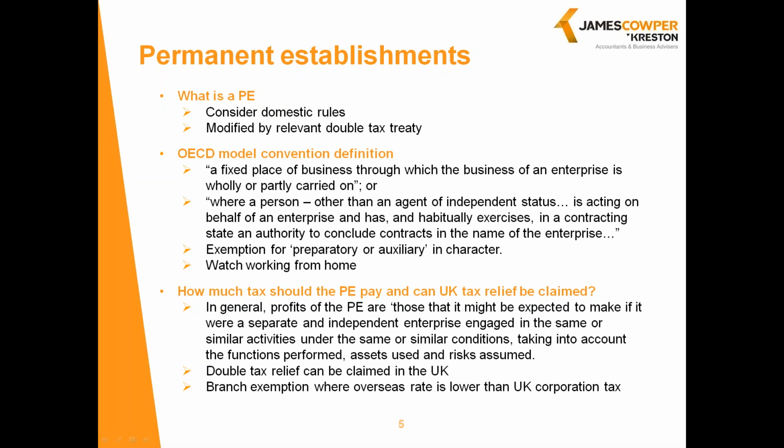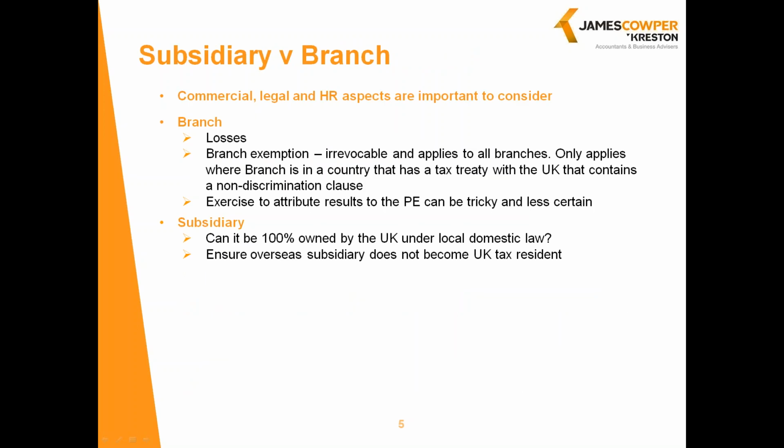Alternatively, it is possible to make an election to exempt the PE from UK corporation tax. This branch exemption is irrevocable and applies to all PEs of the UK company. It can be advantageous if the PE is profitable and the rate of overseas tax is lower than the UK corporation tax rate. Note, however, if the branch exemption election is made, losses of the PE are not available for offset in the UK.